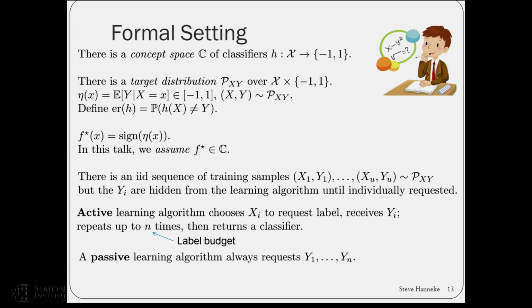And the error rate of any classifier is just the probability it makes a mistake on a random xy pair from this pxy distribution. And we'll denote by f star the Bayes optimal classifier, which is the sign of the regression function. And as I mentioned, in the noise models that we will state results for in this talk, we'll always be assuming that the Bayes optimal classifier is in the concept space. It's not an assumption that we're happy with, but it's what the techniques that I'm going to describe work for, although I have conjectures about generalizing them beyond that.